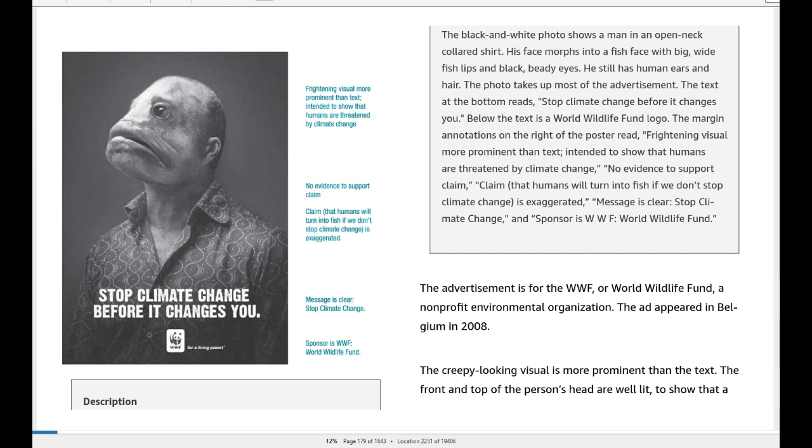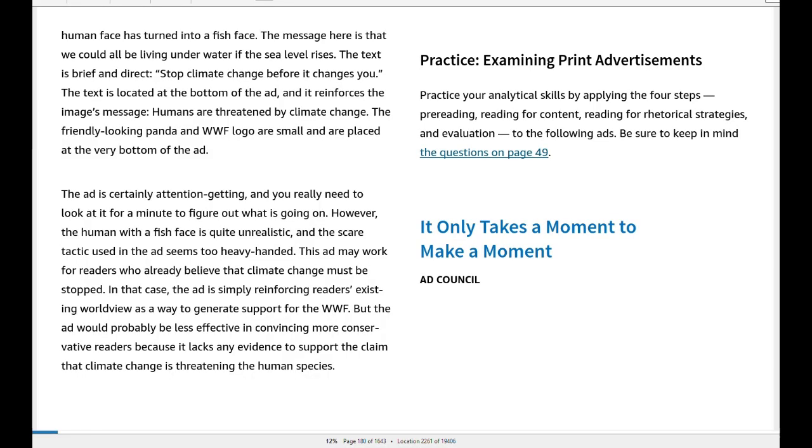The advertisement is for the WWF, or the World Wildlife Fund, a nonprofit environmental organization. The ad appeared in Belgium in 2008. The creepy-looking visual is more prominent than the text. The front and top of the person's head are well lit to show that a human face has turned into a fish face. The message here is that we could all be living underwater if the sea levels rise.